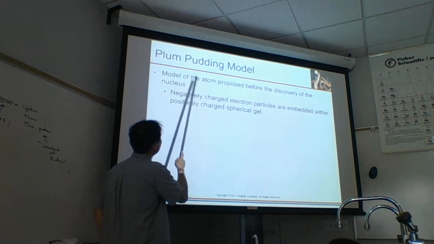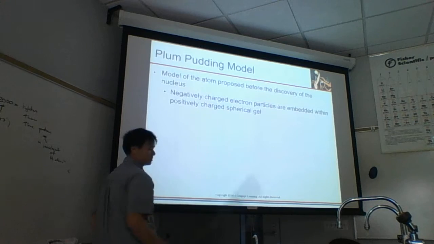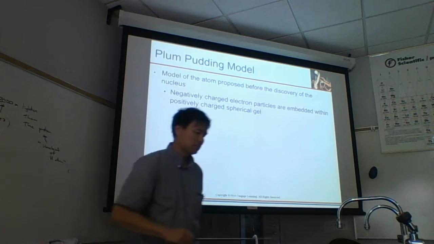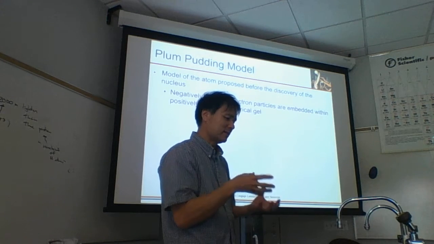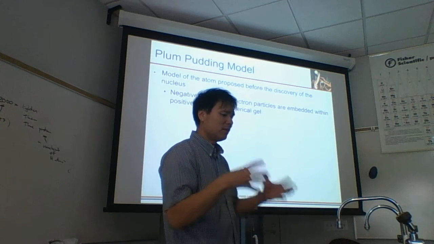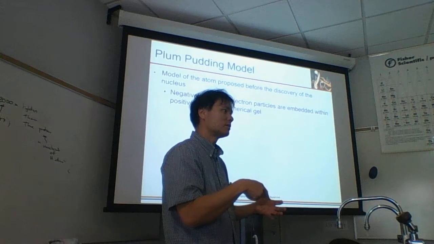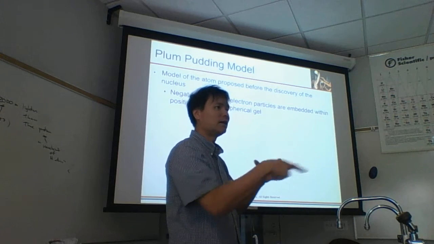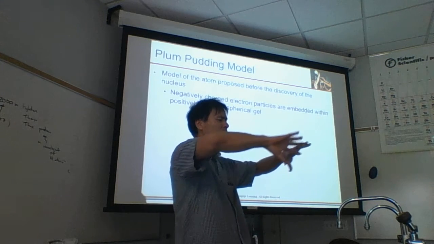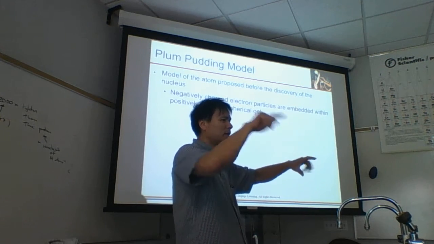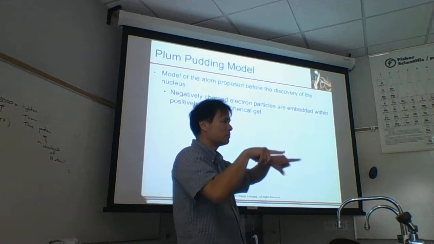But how's everything arranged? One person proposed everything's arranged like plum pudding. Plum pudding is where you have these raisins. Those are the plums. And you have the pudding. The raisins are the electrons. And the electrons are just kind of spread out evenly in the pudding. This is the plum pudding model. Everything's spread out over the entire atom evenly and then dotted with raisins, which are the electrons.